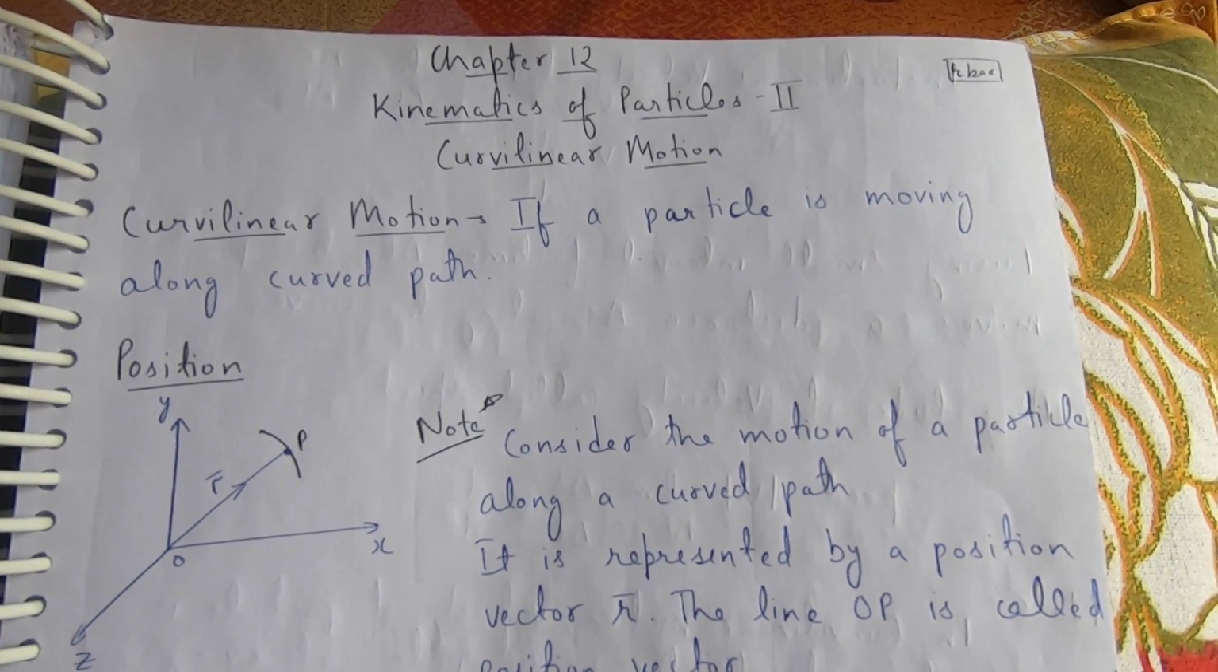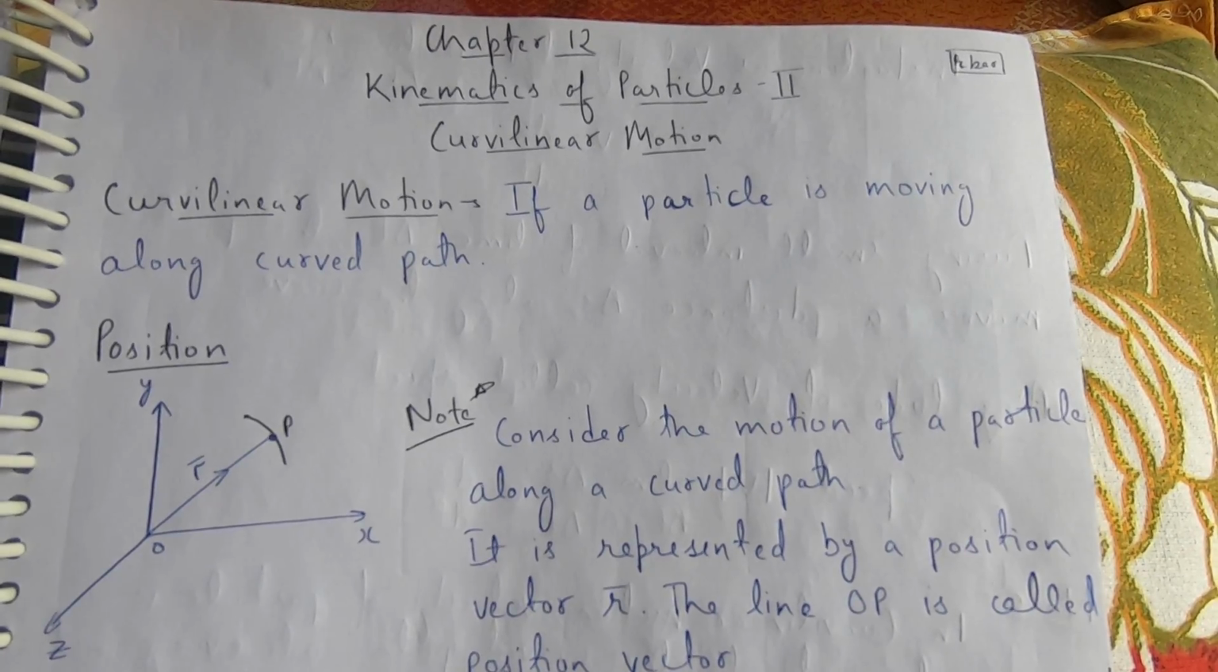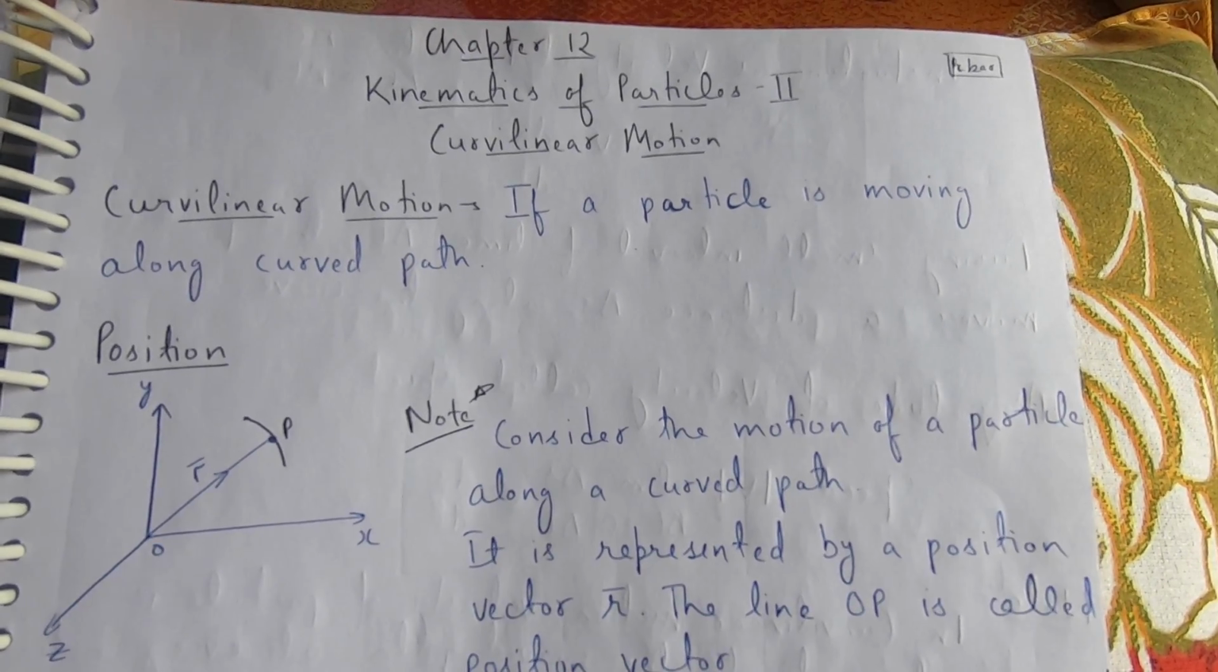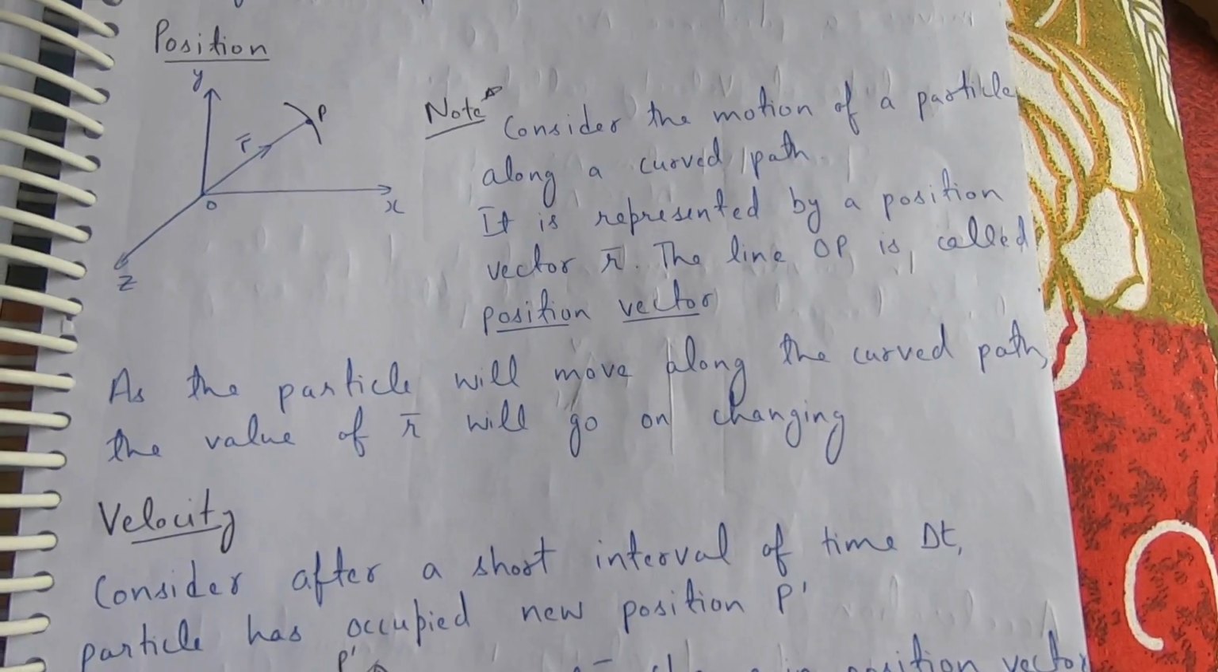Chapter 12, Kinematics of Particles. Second, curvilinear motion. Curvilinear motion is when a particle is moving along a curved path. Position: consider the motion of a particle along a curved path.